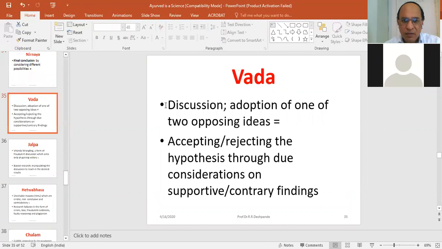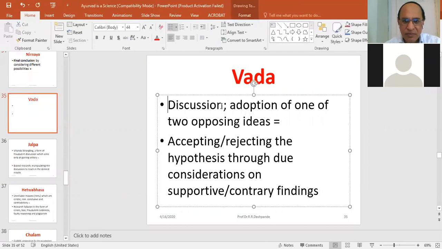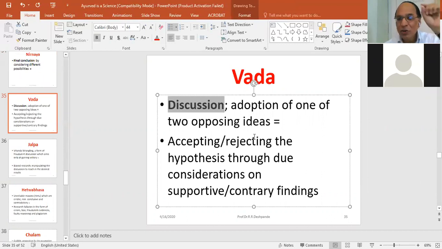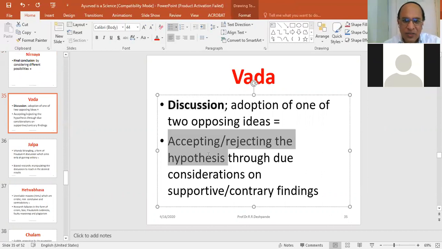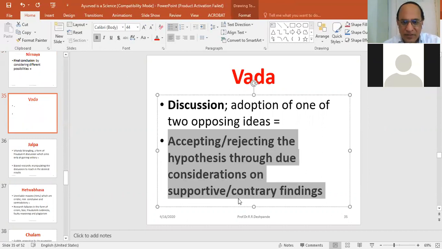Vada. Vada is nothing but a discussion. Whatever our discussion topic in the thesis, that should be having discussion, chapter discussion, in bracket Vada. Okay. So accepting and rejecting the hypothesis with the consideration of findings, supportive findings. I will make it a little bit simpler.